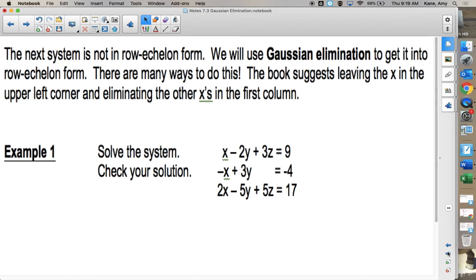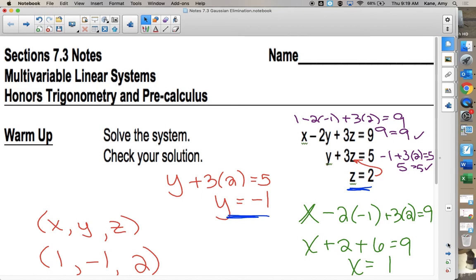So the book suggests leaving the x's in the upper left corner and eliminating the x's in the first column. And that's what we're going to look at. So our goal is to literally get it to look like this, where you have an x, but then no x's underneath it, because that's true row echelon form. And then we have the y's, but again no y underneath, so that we have this pattern where we're losing a variable each time.